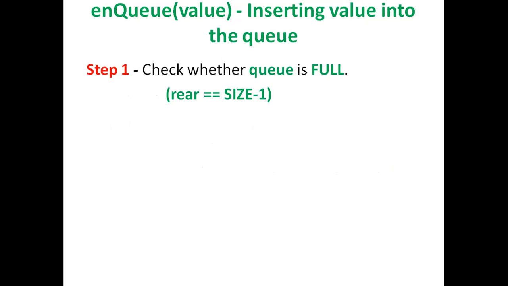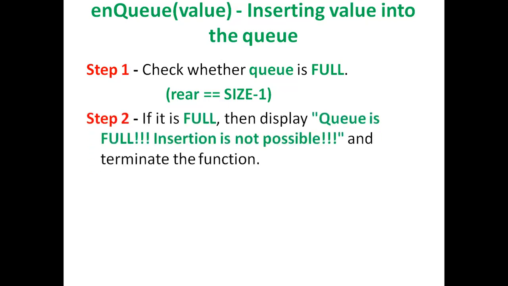Step 1. Check whether queue is full or not. How to check queue is full or not? Here rear is equal to size minus 1. Our array size is maximum size, assume size. So our array index starts from 0 and ends with size minus 1. Suppose size minus 1 value is equal to the rear, means our rear value is indicating the last position, means queue is full. If it is full, then display queue is full and insertion is not possible and terminate the function.